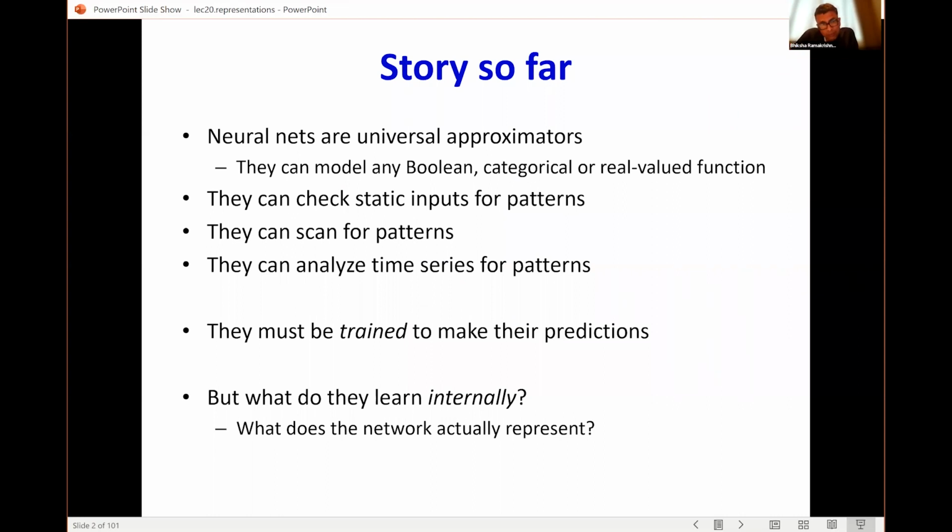So what we've seen so far is this: neural networks are universal approximators. They can model any Boolean, categorical, or real-valued function. They can check static inputs for patterns. They can scan for patterns, MLPs and CNNs. They can analyze time series for patterns, those were recurrent networks. In each case, they must be trained to make their predictions. But when we train them to make their predictions, what do they learn internally? What does the network represent?